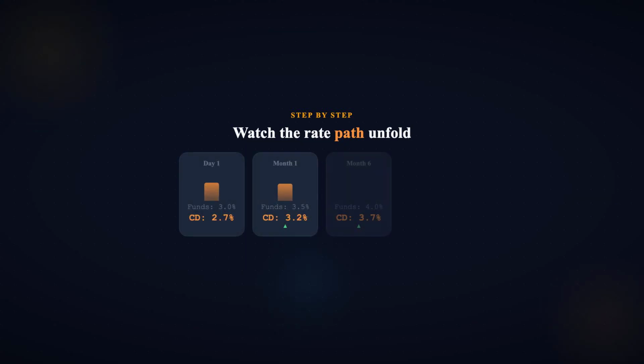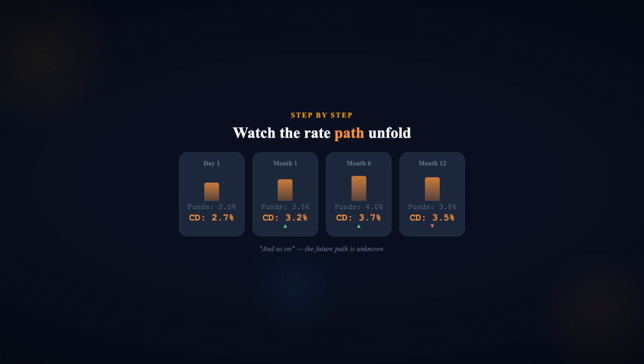Day 1. Federal funds rate is 3%. Your CD rate is 2.7%. You are earning interest at that pace. After 1 month, the central bank raises the federal funds rate to 3.5%. Your CD rate jumps to 3.2%. You did not do anything. The bank adjusted automatically because the index moved.